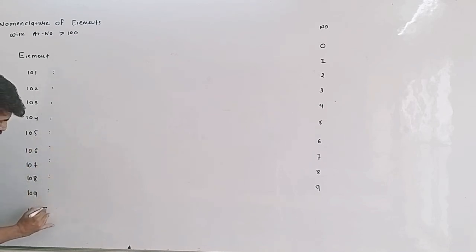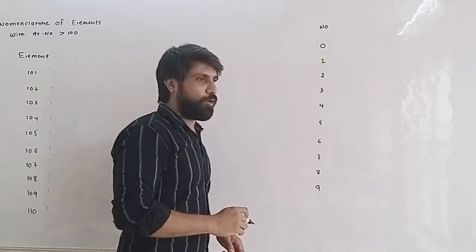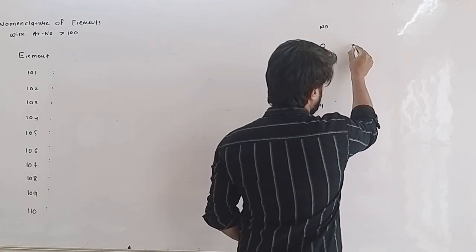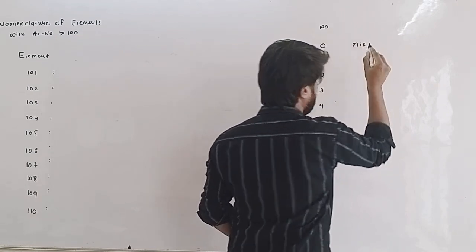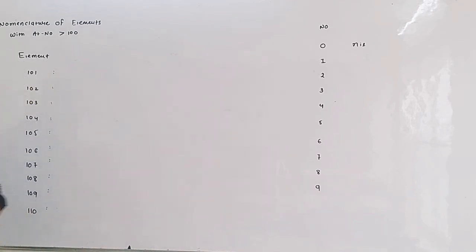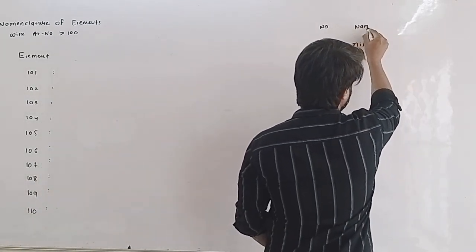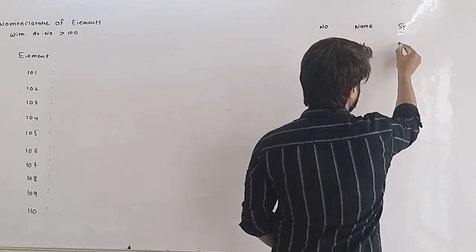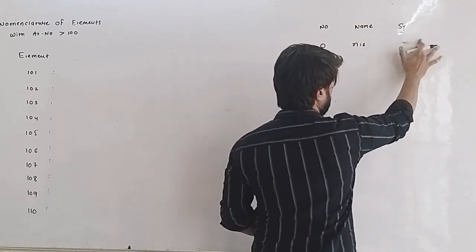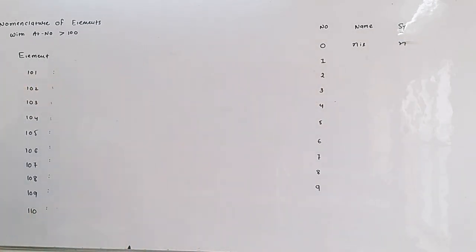So what is the method? First of all, if the digit is 0, then you have to write nil. The name is given as nil, and the symbol is a small n. Is it clear? If 0 is present, then the name is given as nil, with the symbol n in small letter. Any doubt?